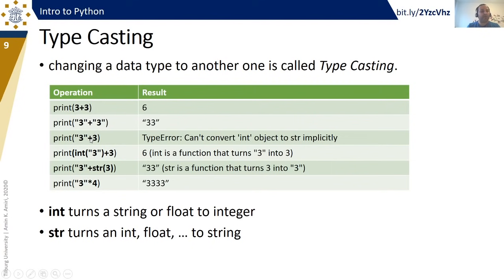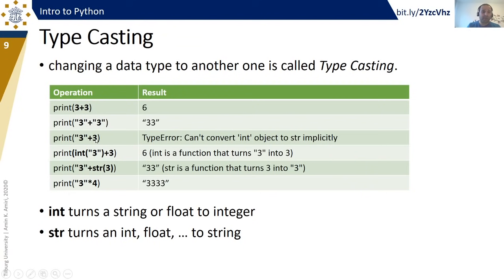If you try to add integer 3 to string 3, it returns a type error because Python doesn't know what to do with them. Here you need the option of typecasting. You can turn this string 3 to integer 3 using the int function. You will write int, parentheses, and you put the string 3 as an input of this function. Then the result would be 6. This string 3 will be turned into an integer and will be added to 3, and 6 is printed.